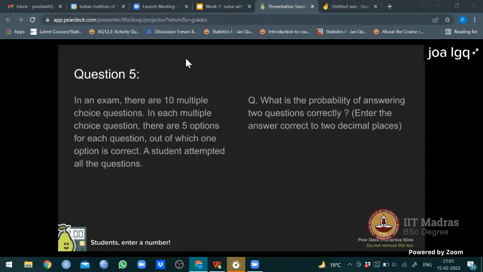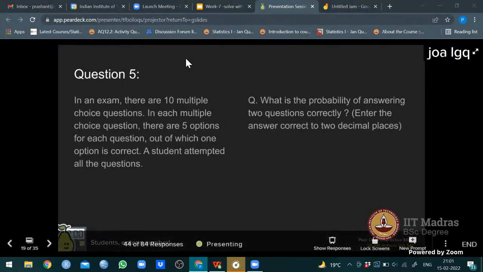So can we go for the solution? One second. There are only 50 responses. Let's wait so that everyone can submit, we can check this also.